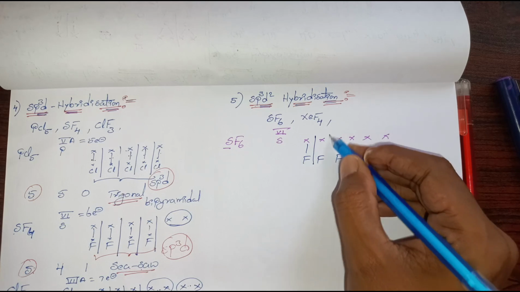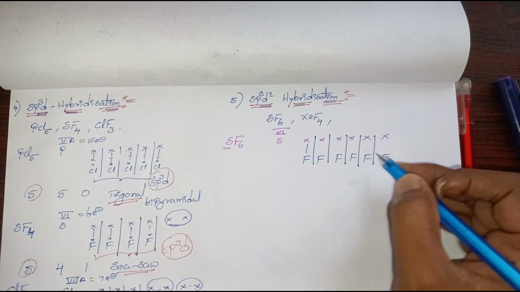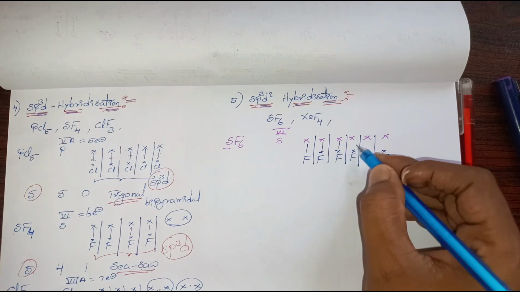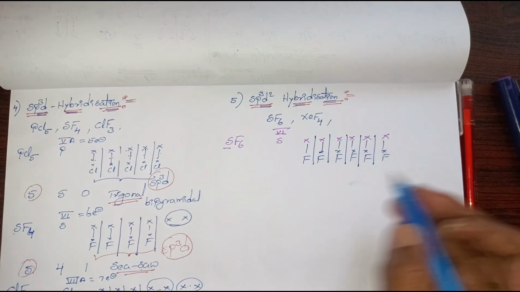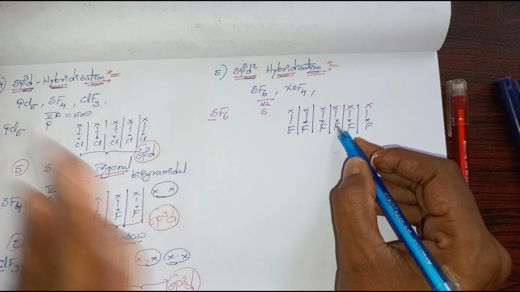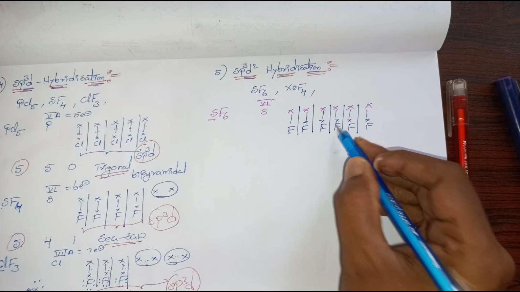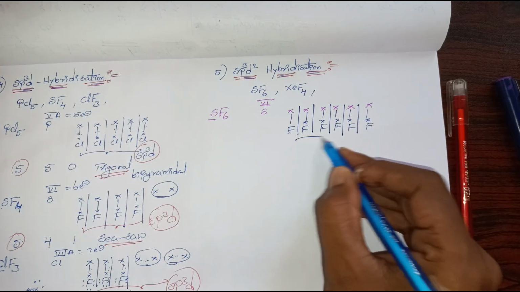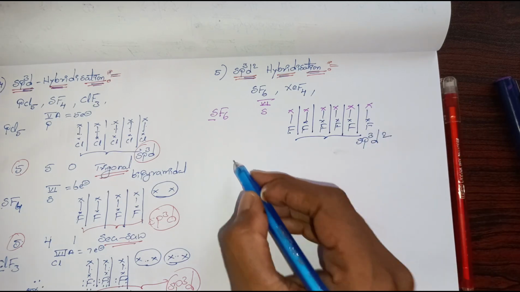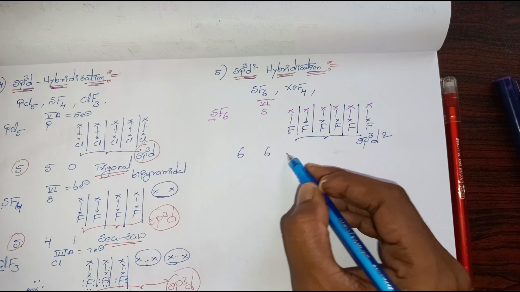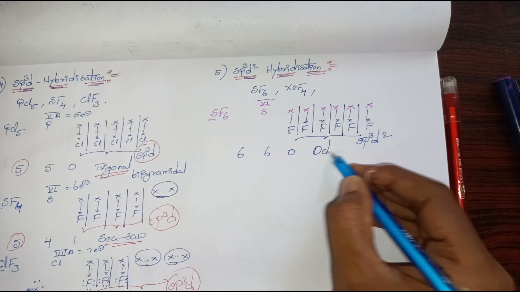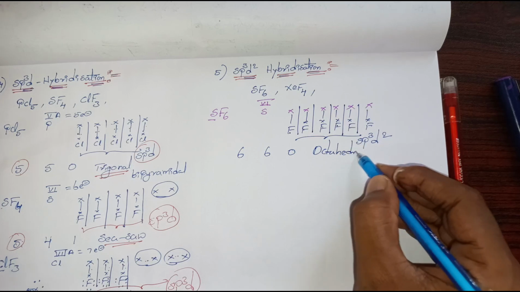Sulfur electrons overlap with fluorine electrons. Now count the hybridization: s, p1, p2, p3. The 3 p orbitals are completed. Next d orbitals, d1, d2. So the hybridization is sp3d2. Overall 6 pairs, all are bond pairs, no lone pairs. The shape is octahedral.